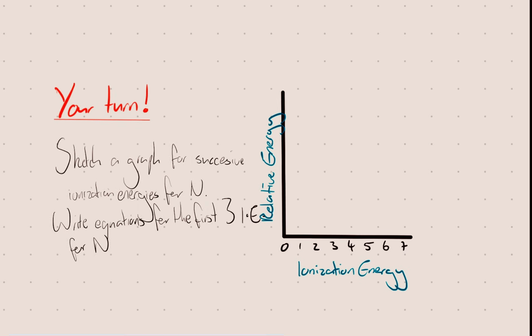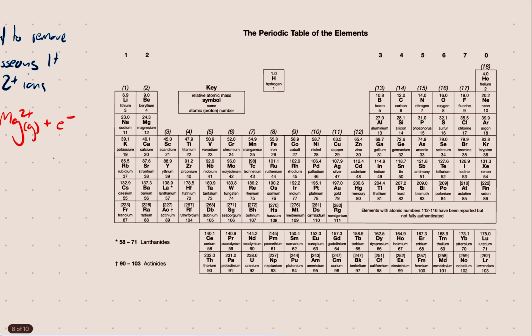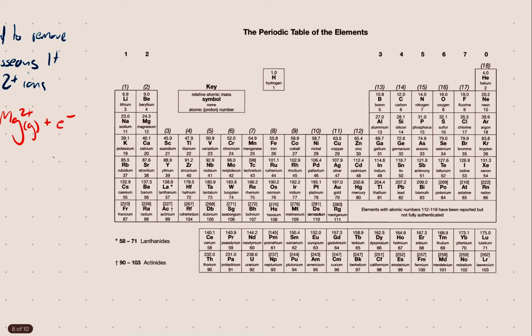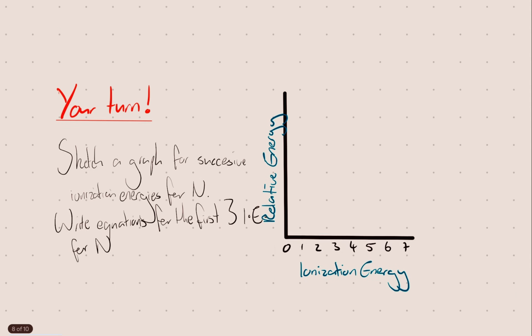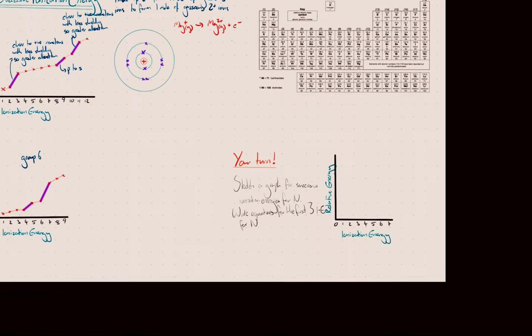Something for you to give a go. Sketch a graph of successive ionization energies for nitrogen. Again, use your periodic table to help here. Think about where we're going to get that little mini p to s jump, and when we're going to get the big jump when we're removing it from the innermost shell. An explanation would be great as well, and then write some equations for the first 3 ionization energies for nitrogen.